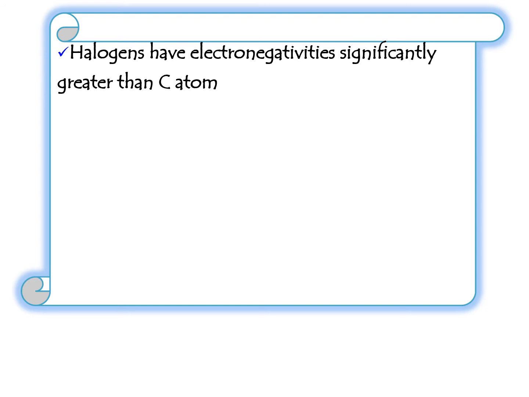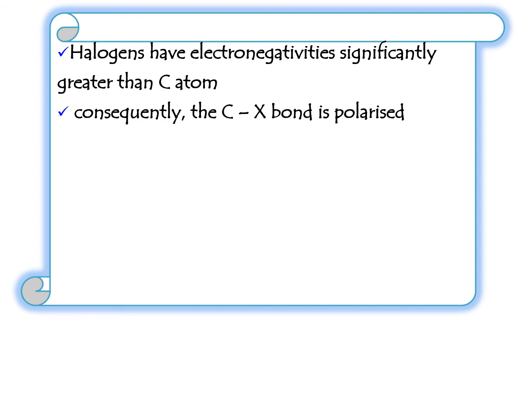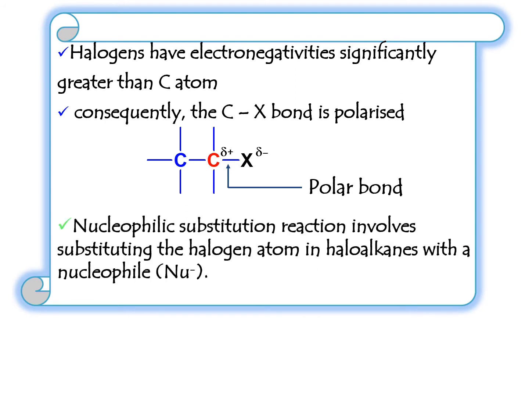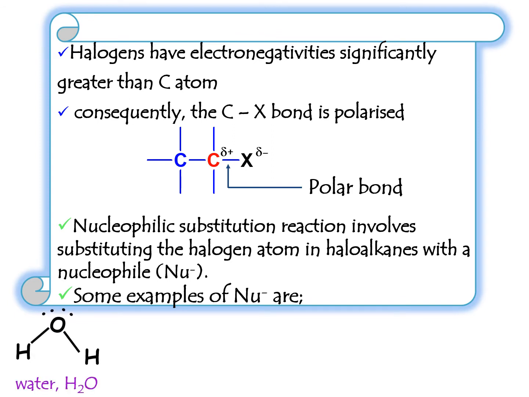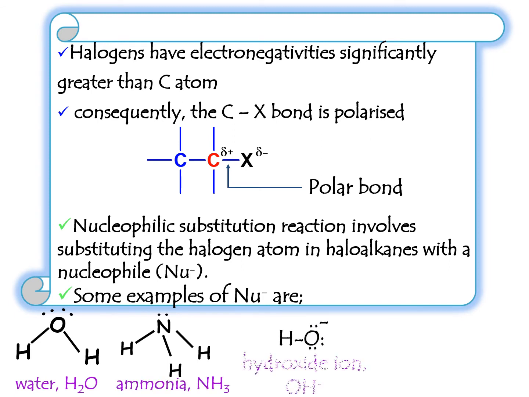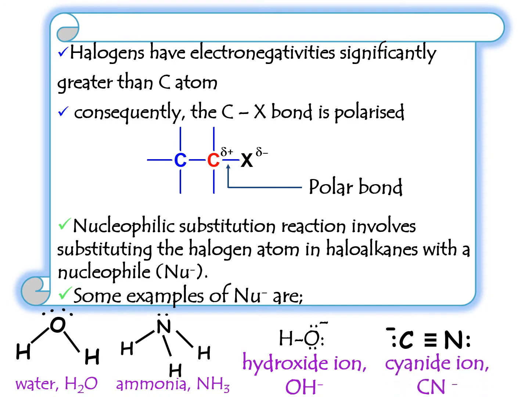Halogens have electronegativities significantly greater than the carbon atom. Consequently, the C-X bond is polarized. The C-X bond is a polar bond. Nucleophilic substitution reaction involves substituting the halogen atom in haloalkanes with a nucleophile. Some examples of nucleophile are water, ammonia, hydroxide ion OH-, and cyanide ion CN-.